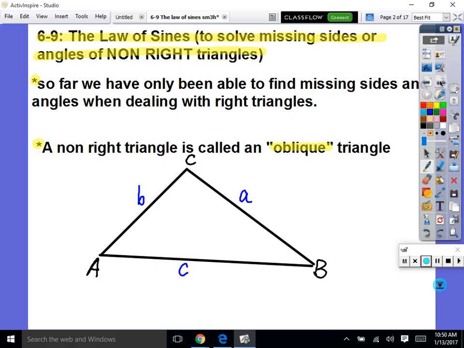So everybody focusing. Today we're going to be doing the law of sines. We're going to be using the law of sines to solve for missing sides or missing angles of non-right triangles. So far this unit, we've dealt with all right triangles. Now we're going to get into where we're not dealing with necessarily a right triangle. A non-right triangle is what we're going to be dealing with.